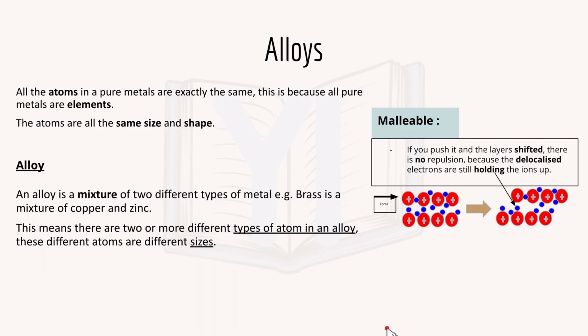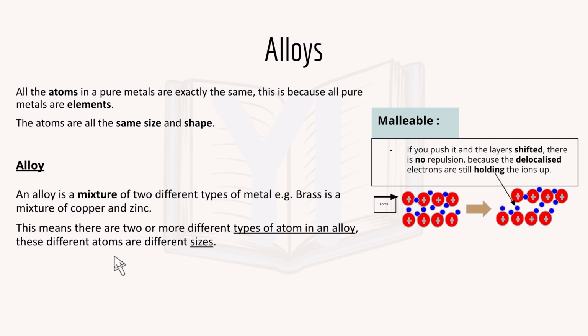Then we have alloys at last. All the atoms in pure metals are exactly the same. This is because all pure metals are elements, and these atoms are all the same size and shape. An alloy is a mixture of two or more different types of metals. One thing to note is that brass is a mixture of copper and zinc. This means that there are two or more different types of atom in an alloy, and these different atoms are different sizes.